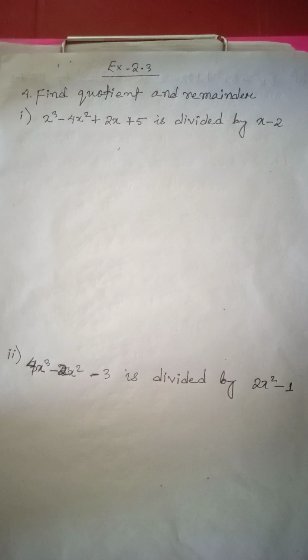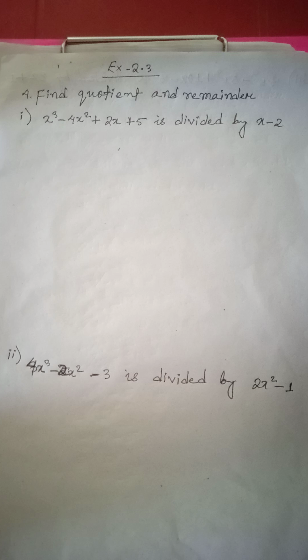As we discussed question number 3, exercise 2.3 in the last video, today we will discuss question number 4, exercise 2.3 of chapter 2, which is polynomials. The first question is that we have to find the quotient as well as the remainder in each of these Roman numeral parts.